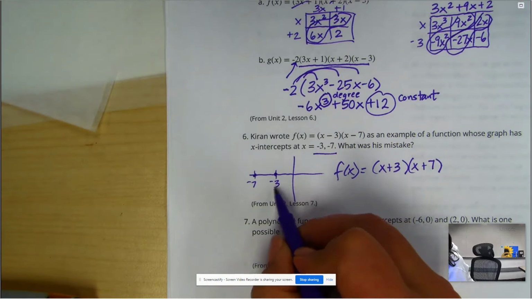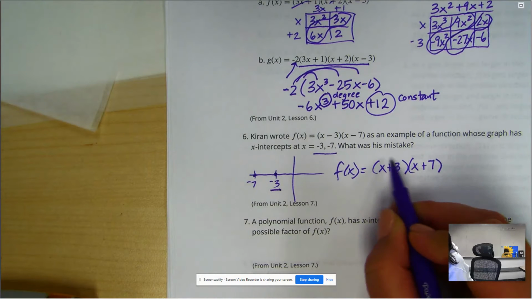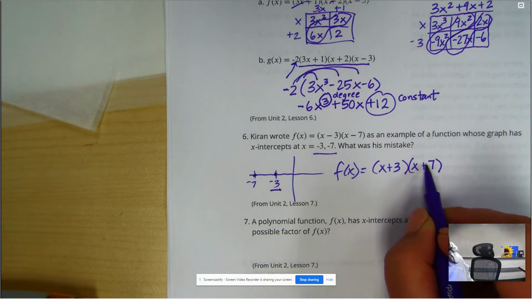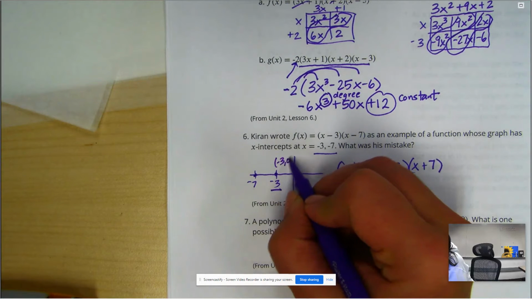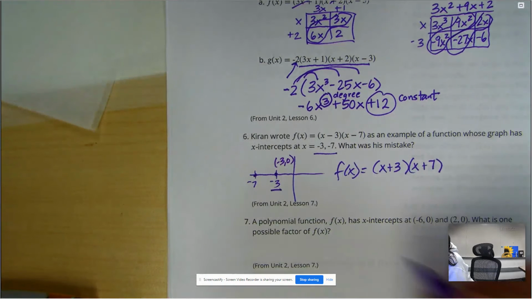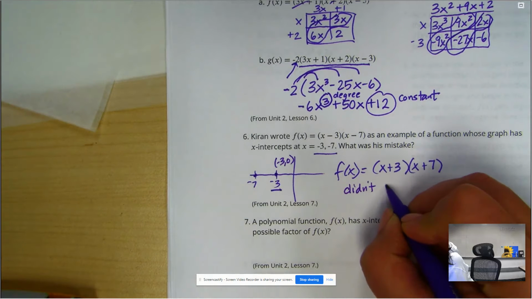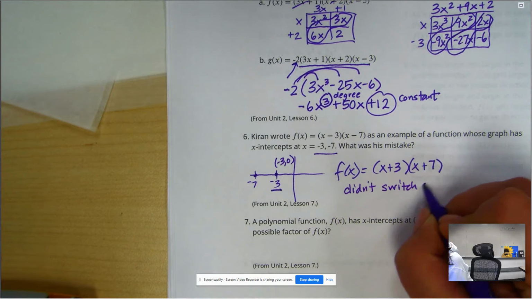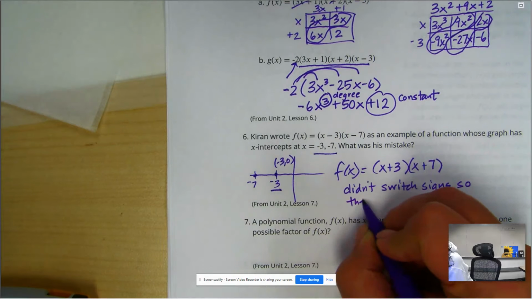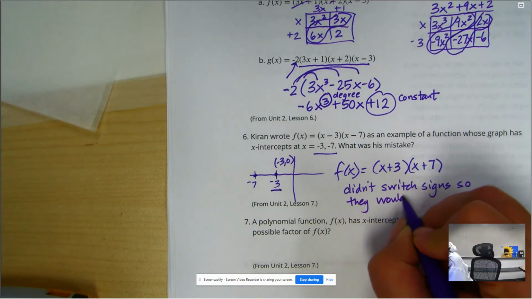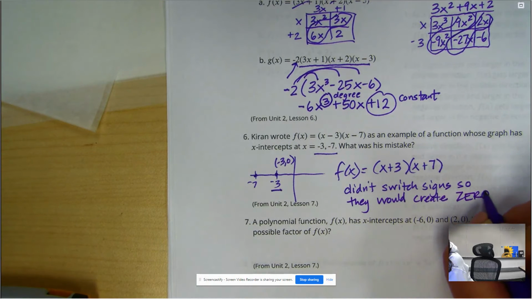Now look, if it touches at negative 3, if you put a negative 3 in there, that turns out into 0, and 0 times whatever that is, doesn't matter, is 0. That's why the point on the graph is negative 3, 0. You would say you didn't switch the signs so they would create a 0, something like that.